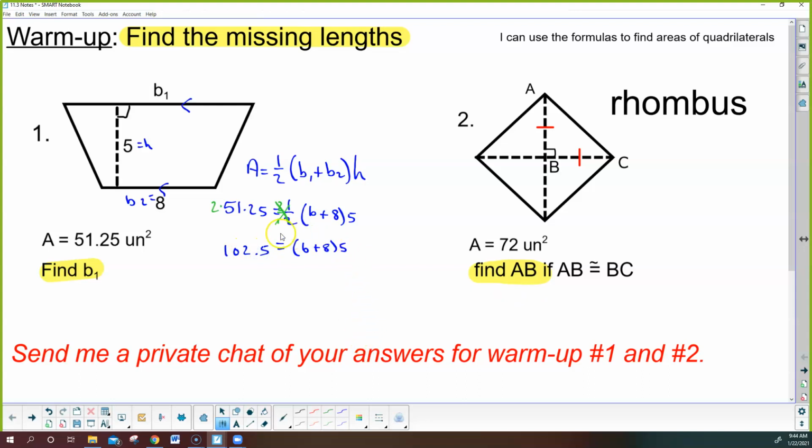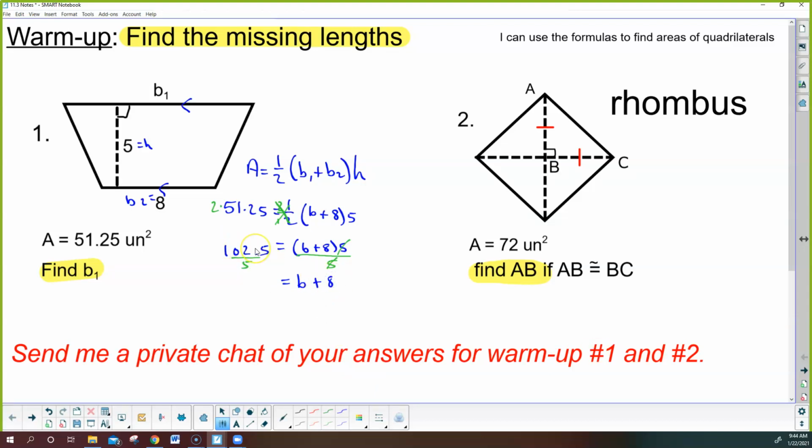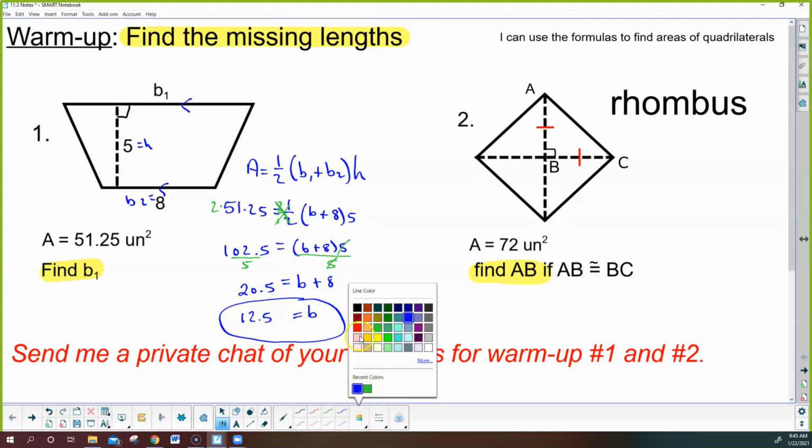102.5. Now, you could distribute if you would like, or you could divide both sides by 5. Doesn't matter. I'm going to divide by 5, and that leaves the base plus 8 is equal to 20.5. And then my last step would be to subtract 8, and we get 12.5. And then double check your answer.